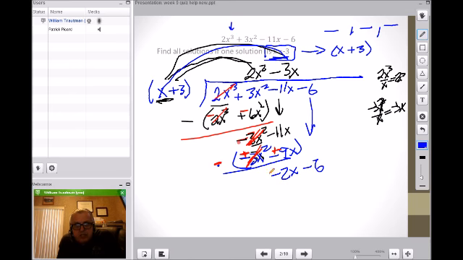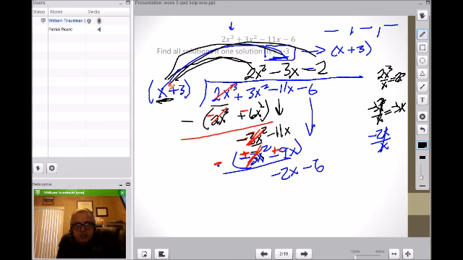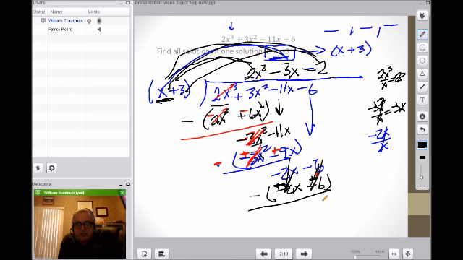And how many times does x go into negative 2x? They cancel, just negative 2. Negative 2 times x is negative 2x. And negative 2 times a positive 3 is a negative 6. We're going to subtract it. That changes the sign of everything in there, plus, plus. Negative 6 and a plus 6 cancel, and we're turned into 0. This is our answer: x squared... 2x squared minus 3x minus 2.